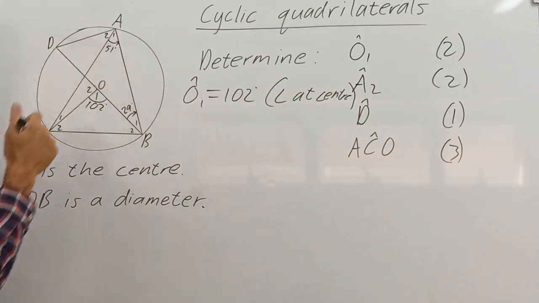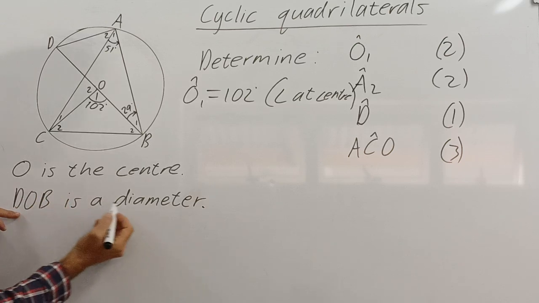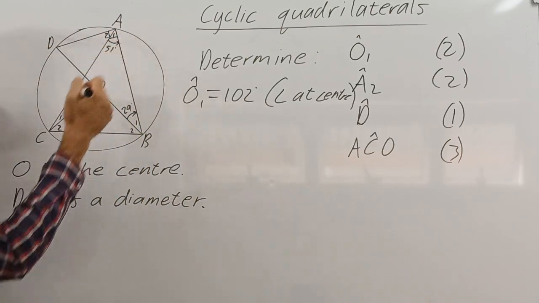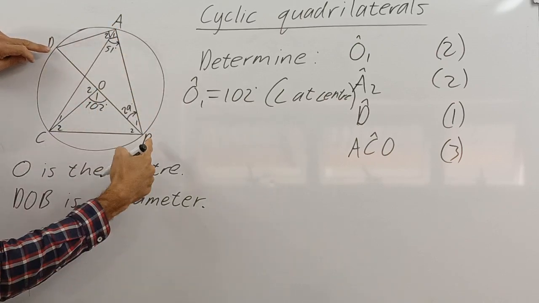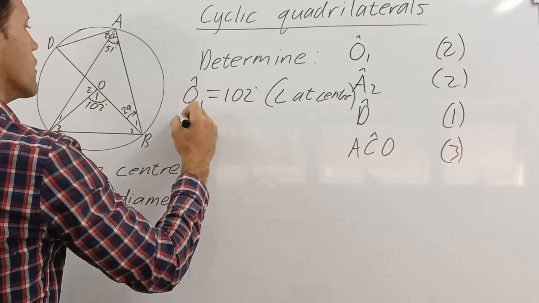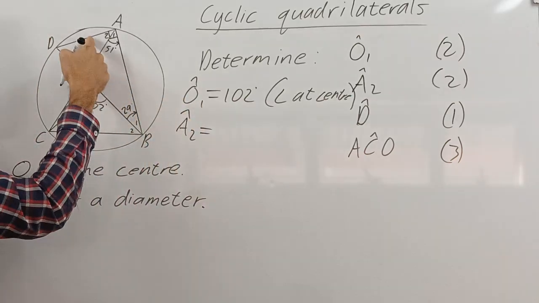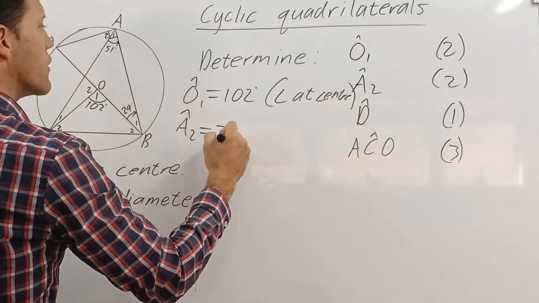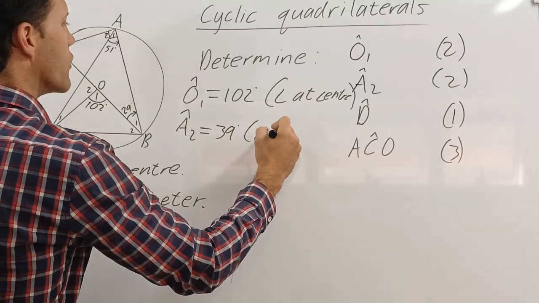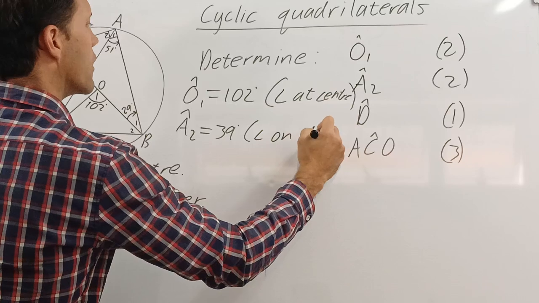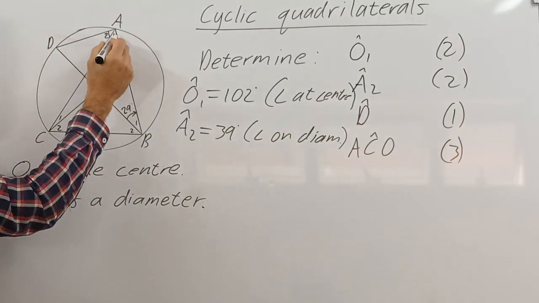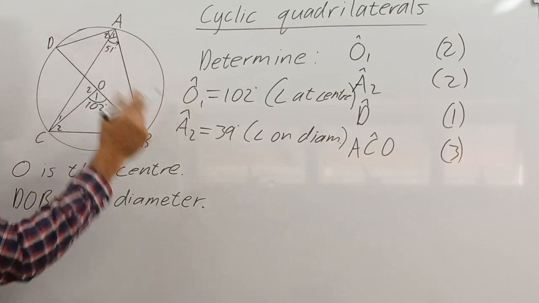So now A2, now you have to remember, if they say DOB is a diameter, then this angle here is 90 degrees. That's the important thing. Diameter, 90 degrees. So therefore we can say that A2 will be 90 minus 51, which is 39. And then your reason, angle on diameter. Angle on diameter 90, so 90 minus 51 gives you 39.